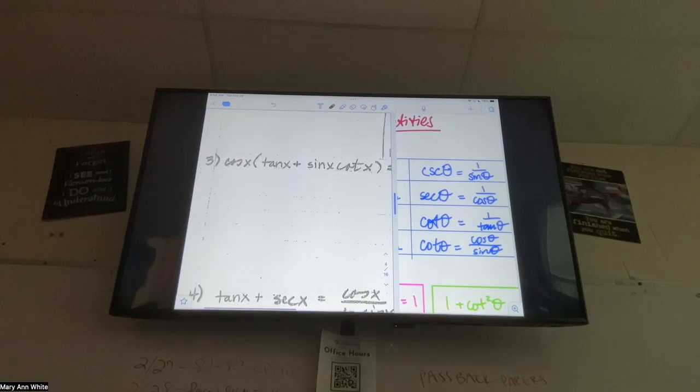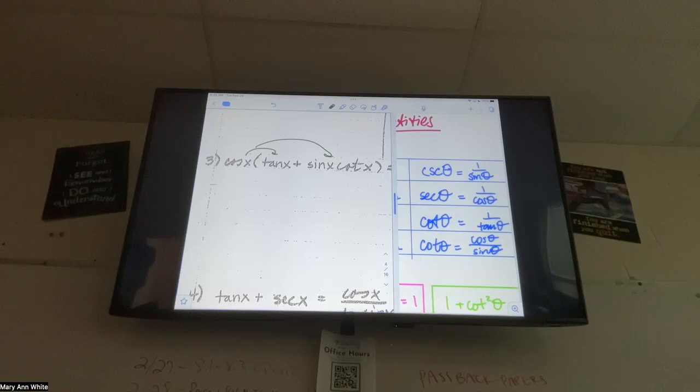I've got cosine times tangent plus sine times cotangent. Okay, you can do one of two things. You can immediately distribute that cosine through everything and then simplify, or we can simplify and then distribute that cosine through. It doesn't really matter to me. And actually for today, let's just multiply that cosine through everything and then we'll break things down and simplify from there. Because I think this is going to be pretty simple.